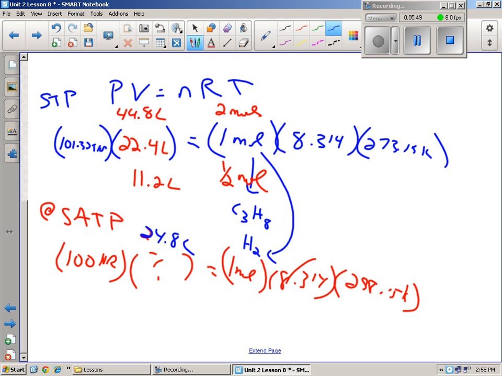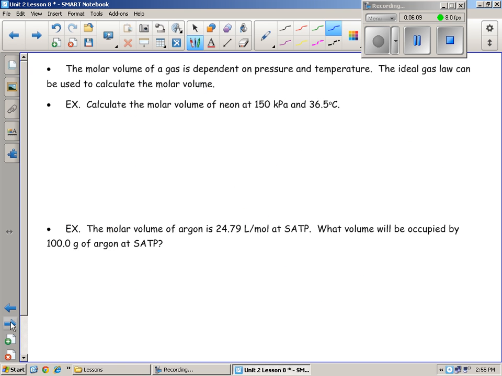If you change the pressure, you're going to change the volume. And if you change the temperature, you're going to change the volume. So under these specific conditions, that's a constant. It has to occupy 24.8 liters. Okay? So those are kind of some constants, and that's what we call molar volume.